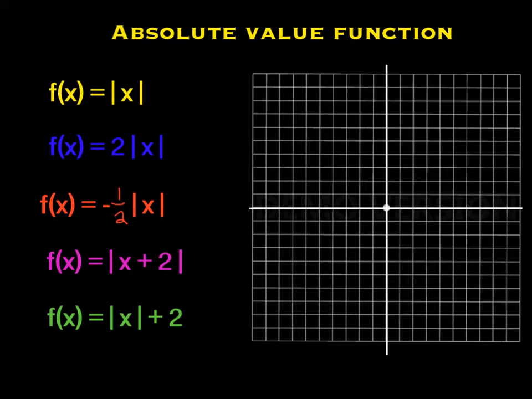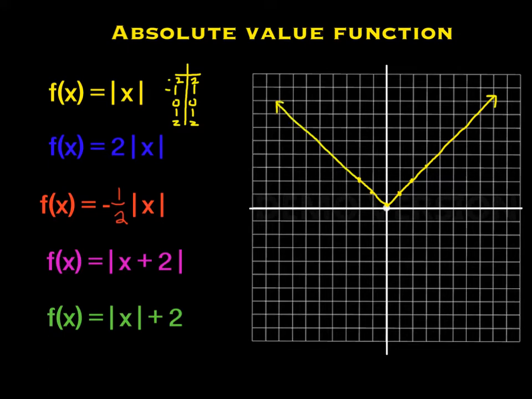And if I were to make a table, I'm going to plug in 0, the absolute value of 0, the absolute value of 1, the absolute value of 2. I definitely want to plug in negative, so the absolute value of -1 and the absolute value of -2. So if I plot these, this is the parent function of all absolute values.